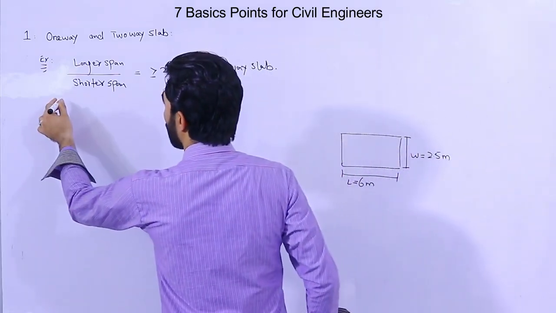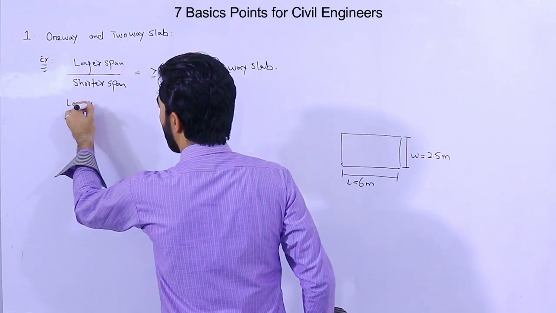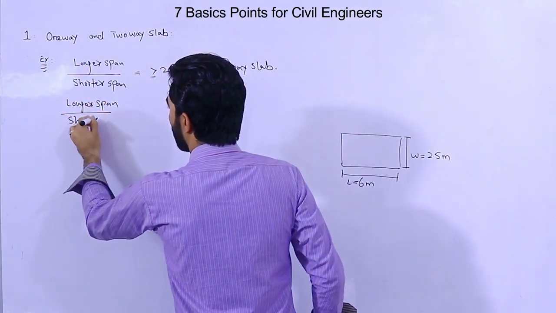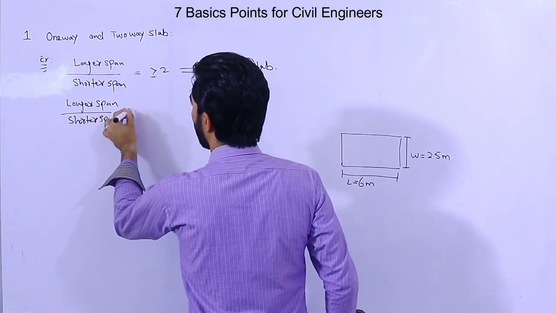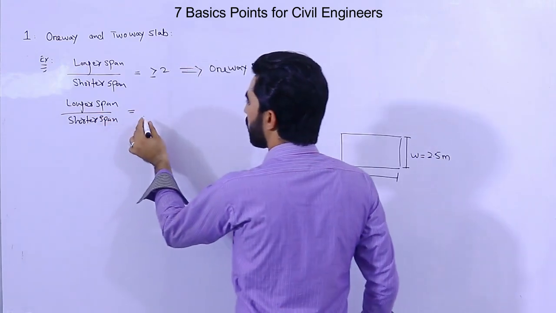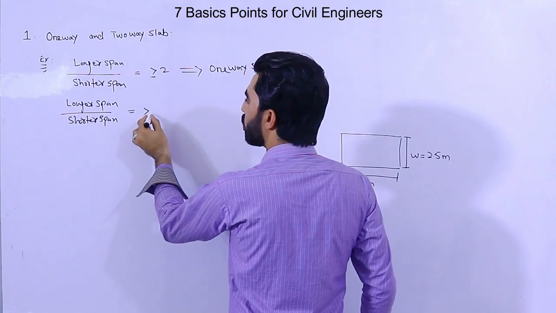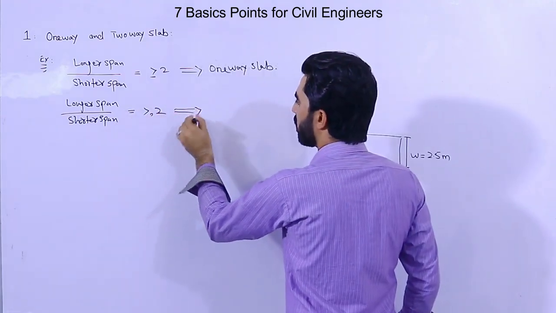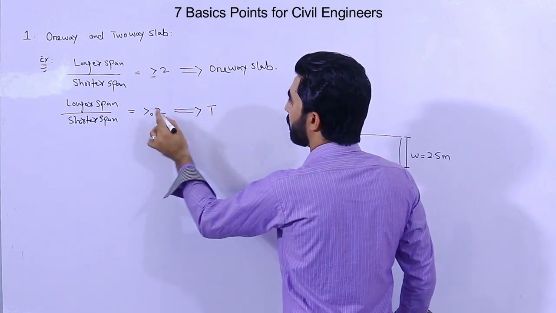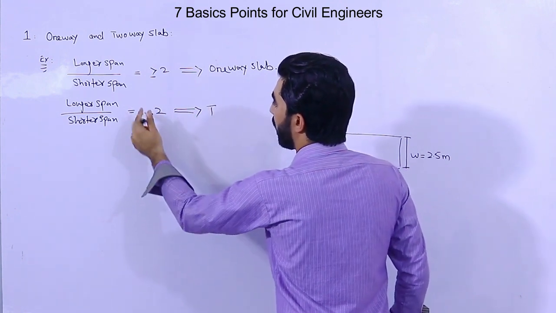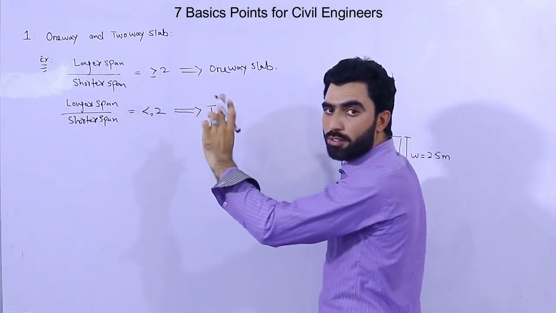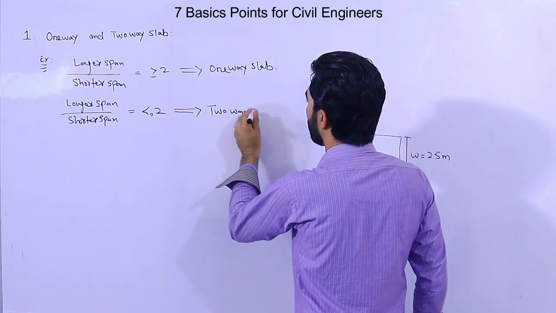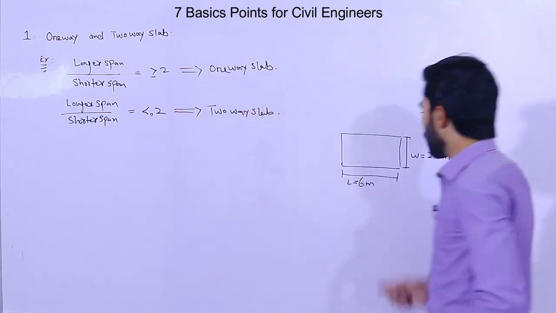And how will you know the two-way slab? The longer span divided by the shorter span, when the value is less than 2, it means this is a two-way slab. Greater than 2 for one-way slab, less than 2 for two-way slab. So let me do the calculation for this one.